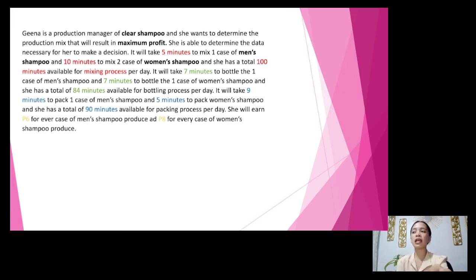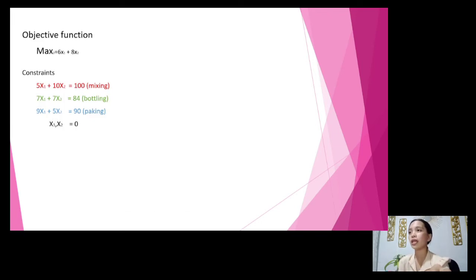It will take 9 minutes to pack one case of men's shampoo and 5 minutes to pack one case of women's shampoo, and she has a total of 90 minutes available for the packing process per day. She will earn 6 pesos for every case of men's shampoo produced and 8 pesos for every case of women's shampoo produced. So, the first step that we will be doing is to make our objective function.